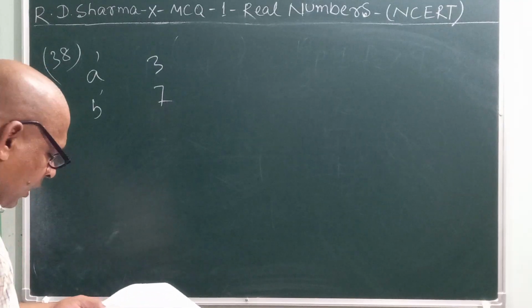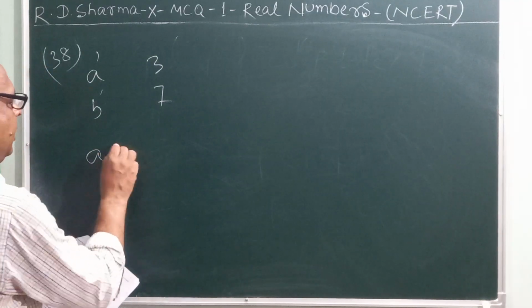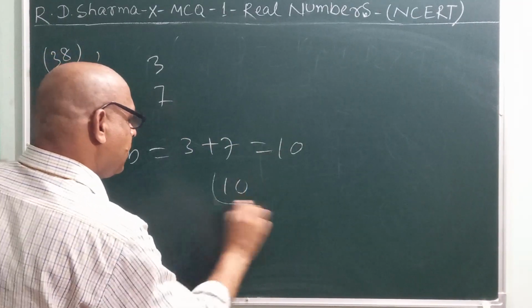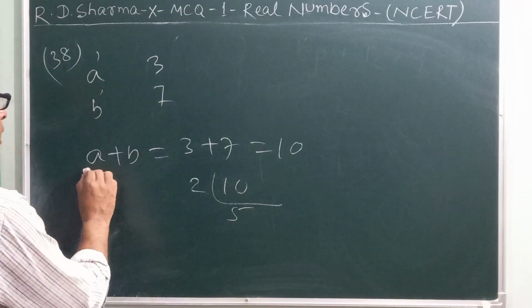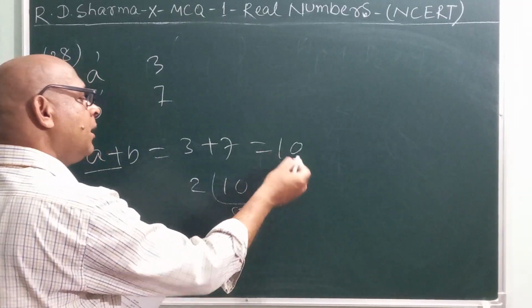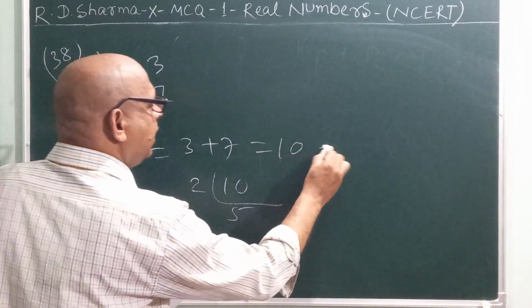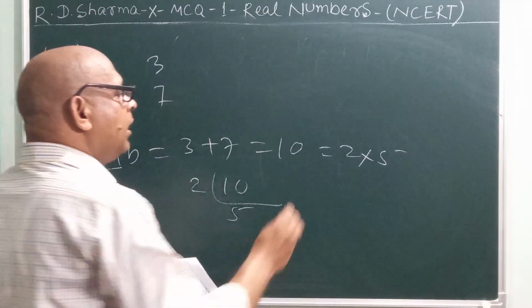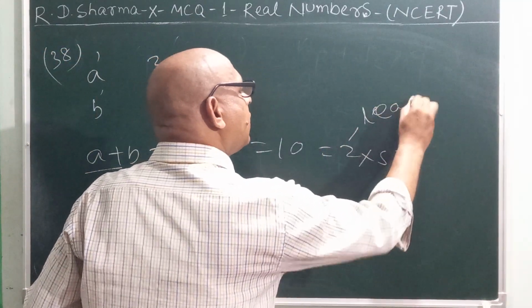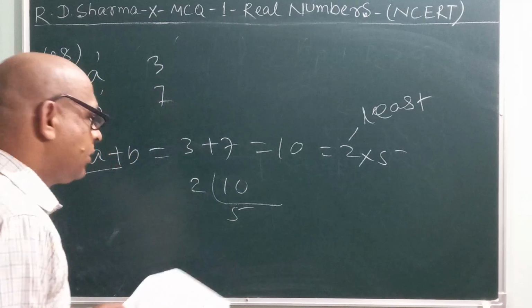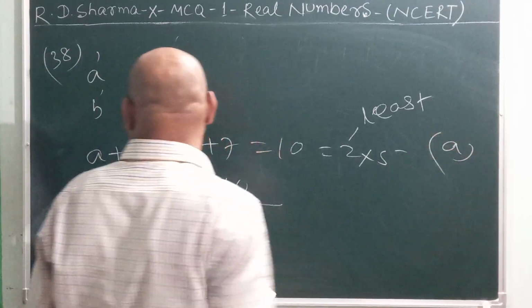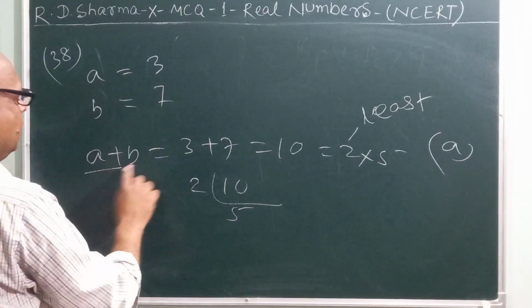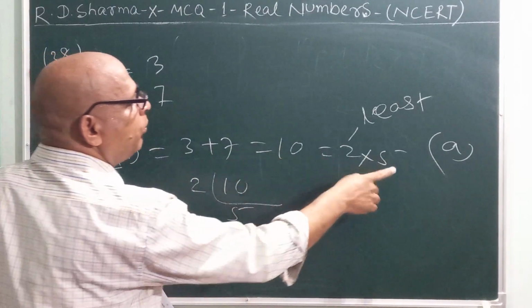Then the least prime factor of A plus B: A plus B equals 3 plus 7, which is 10. 10 equals 2 into 5. The least prime factor is 2. Clear?